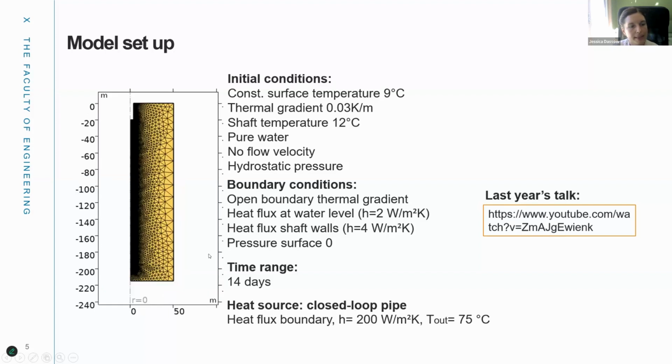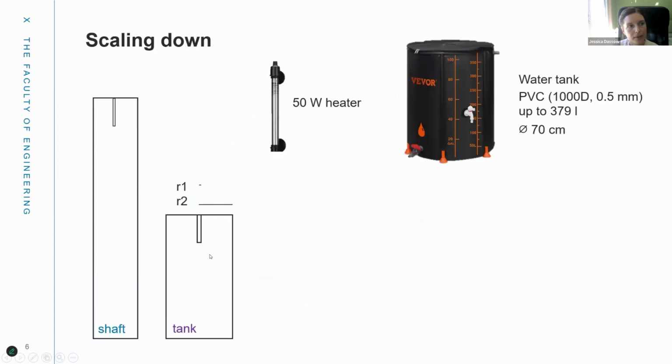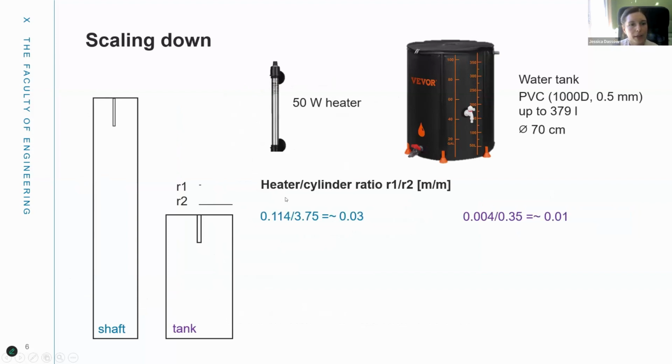Now if we want to scale down, first of all, I considered the size of the heat source and our tank to match the dimensions. We want to have a ratio of the heater radius and the cylinder that is fairly similar to create a flow that we can use to validate our large-scale model. And I used this aquarium heater with a low wattage and a water tank that was sold as having good insulation.